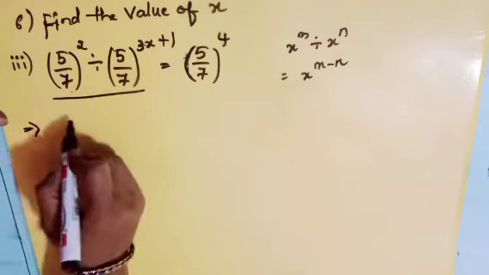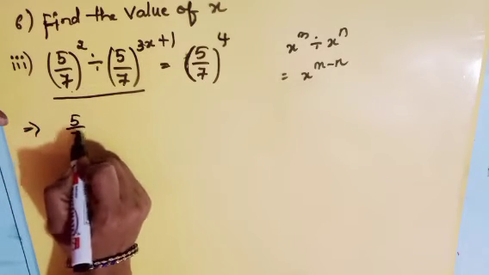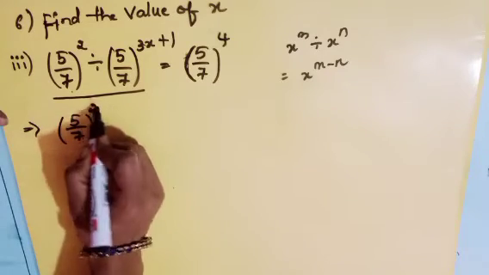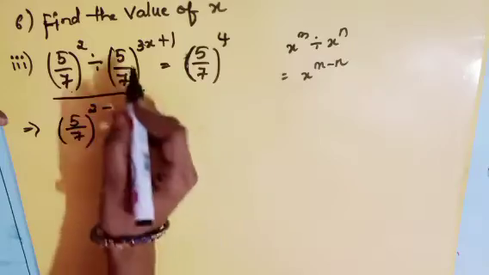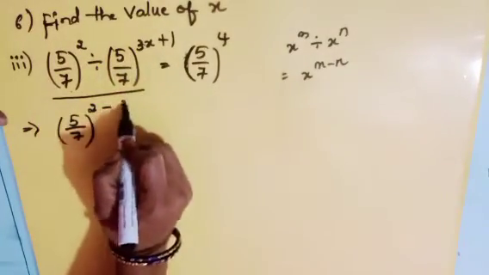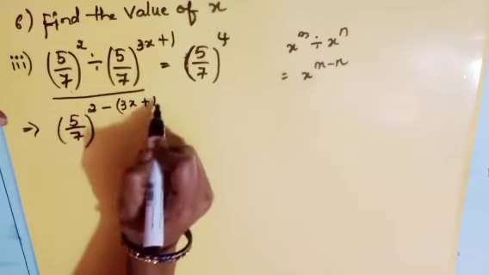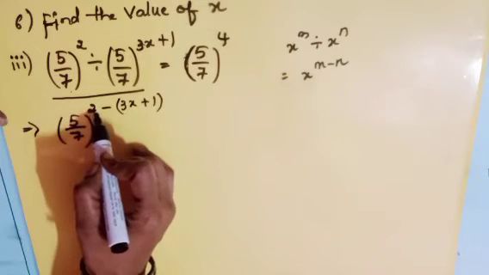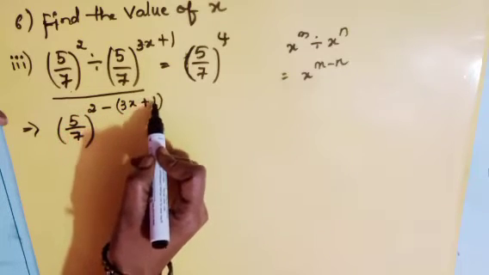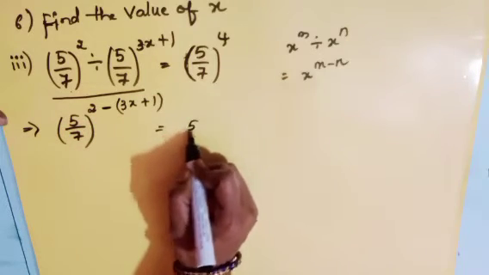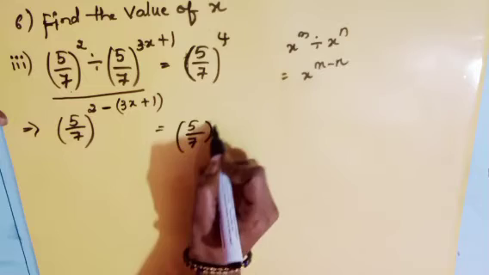So on the left side we have to apply the second law, that is (5/7)^2 minus, that is m minus n, means 2 minus (3x plus 1). This we have to put in the bracket. So the value of m is 2 and the value of n is 3x plus 1, so we have to put it in the bracket, equals (5/7)^4.